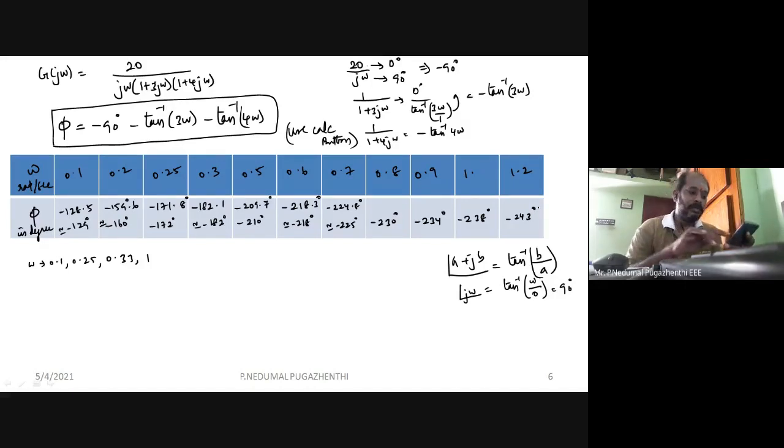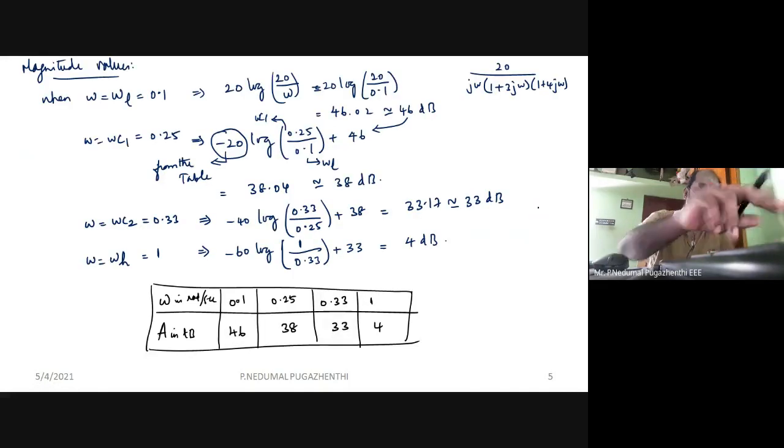I hope that everybody got the point. So I have to use these two tables and draw my magnitude plot and phase plot. Before that, I have to see the magnitude range. What is the magnitude range?